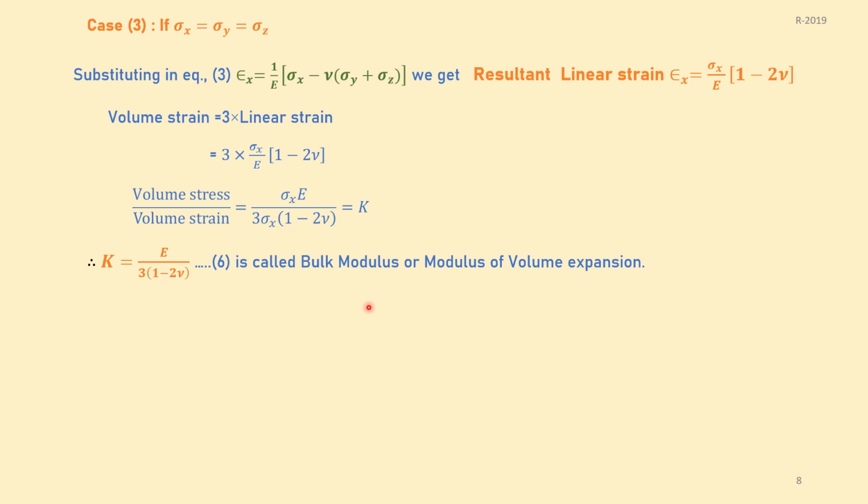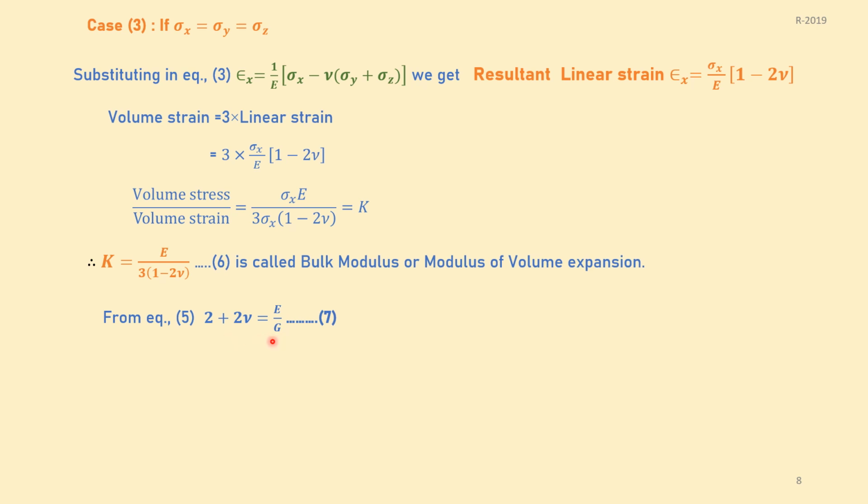So with this we defined totally 3 moduli of elasticity. The first one is Young's modulus E, second one rigidity modulus G. Now this is the third one called bulk modulus K. Now from equation 5 in our previous slide, we can express 2 plus 2 nu is equal to E by G.